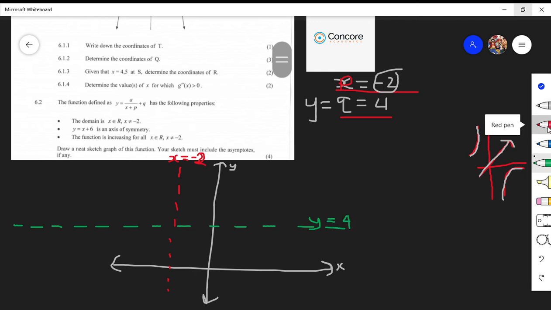So our graph is then going to look like this. So remember, our graph can't touch -2 and it can't touch +4. So it basically can't touch any of the asymptotes. So we sketch our graph like this. And in this quadrant, it's going to be like this. Okay. So does everyone understand how the graph came about?